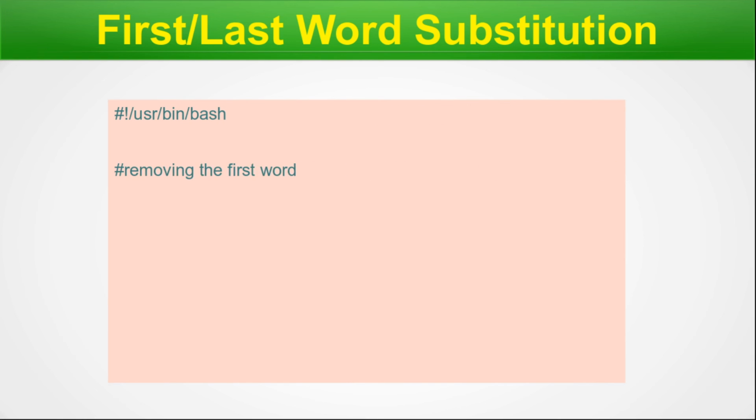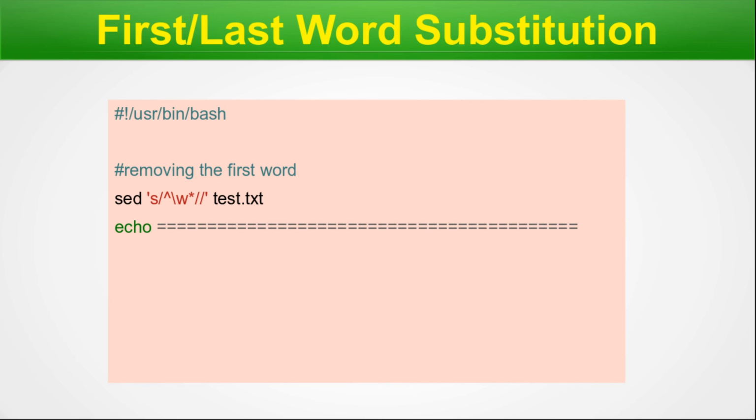We start our script here, removing the first word. What we will do is sed, then s, then caret, then backslash w star, and we substitute with nothing. So here we have substituted the first word. We echo a separator, removing the first word with the space. So here we have done a different thing: after w star we have put a dot. You must see how it differs.